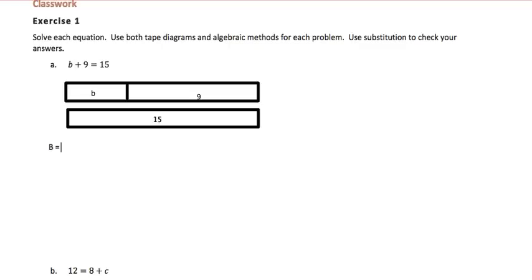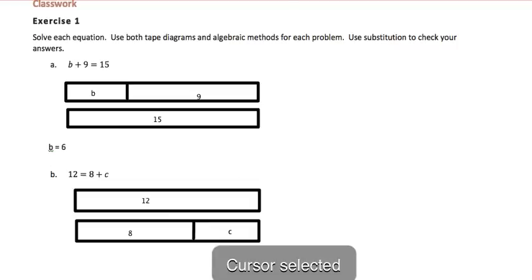So b equals 6. In our second problem, we have 12 equals 8 plus c, so we'll draw the diagram. And then we see that if we want to find out how much c is, we can subtract 8 from 12, and c equals 4.